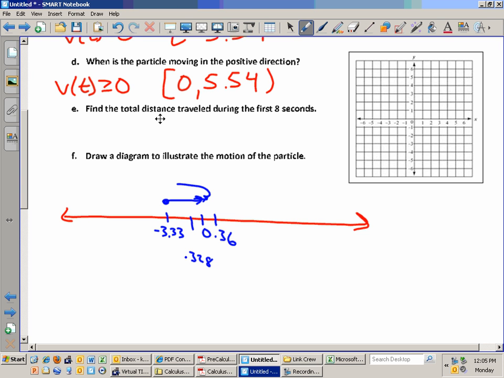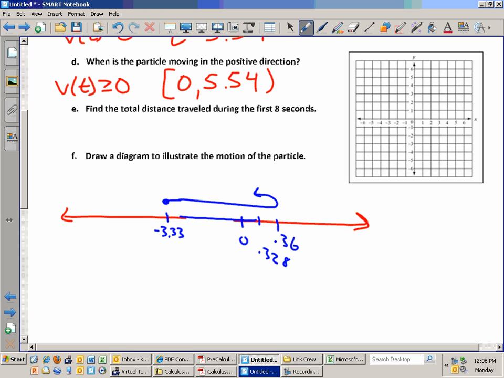So we'll answer some of these questions, but let me finish with just the total distance, and then we'll get to the questions. The particle started at negative 3.3. Oh, didn't move very far, did it? So the particle went all the way over to 0.36, and then it came back to 0.328. So it hasn't moved very far. However, whatever concept that is for us in terms of length, maybe it truly is really far.